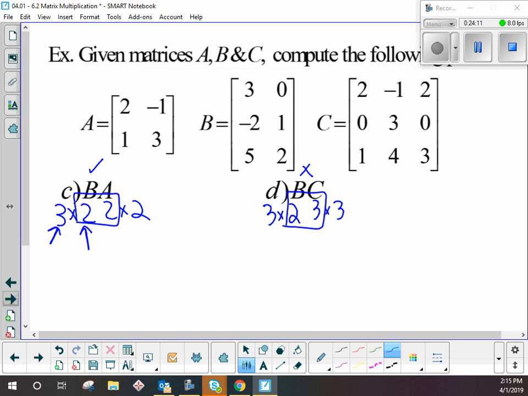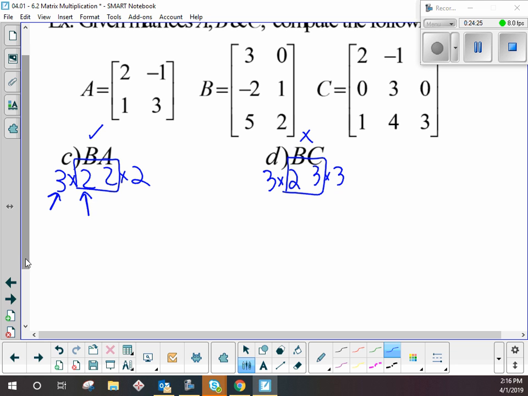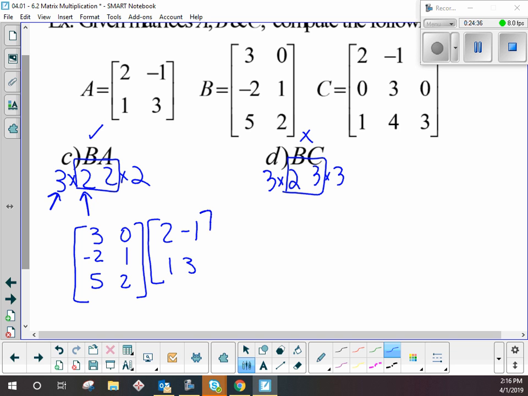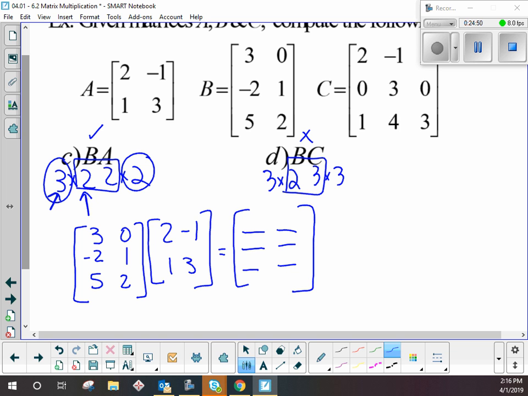So take a minute and set up your B times A. Who is going to be paying attention to the order that they write that in? Please, everybody raise your hands. Okay, thank you. Write down your B first. Then your A. And I recommend also setting up your answer matrix, which is going to be 3 by 2. 3 rows, 2 columns. Okay, take a minute and do your dot product.